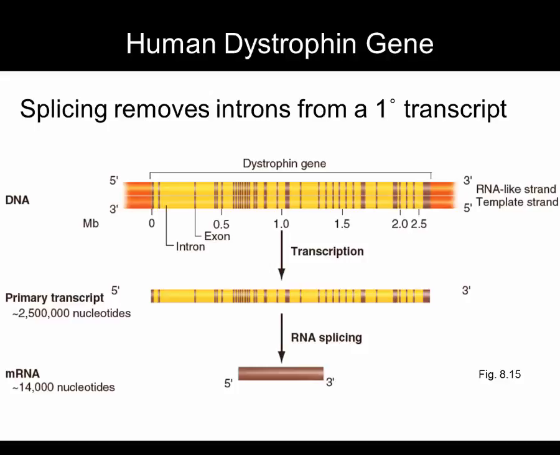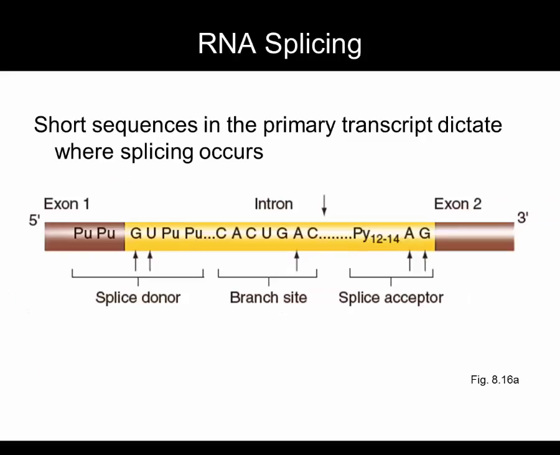Not all cases are this extreme. A small minority of human genes don't have any introns at all. But most transcripts require at least some splicing out of introns. Splicing is regulated by short sequences around the exon-intron junctions. At the 5' end of the intron, you have the splice donor site. A little further in, there's a branch site. Then at the 3' end, there's a splice acceptor site.